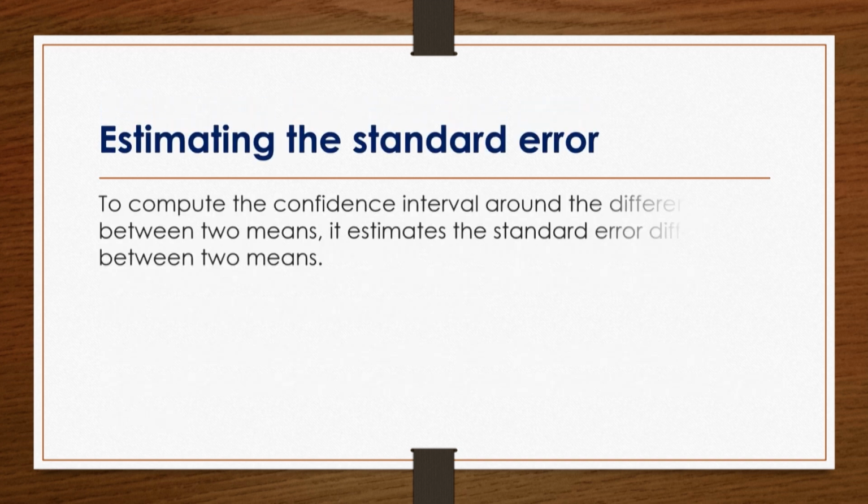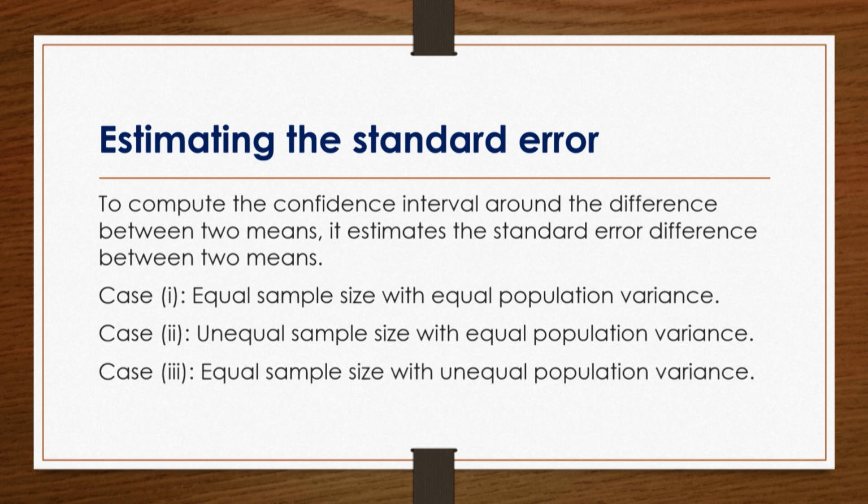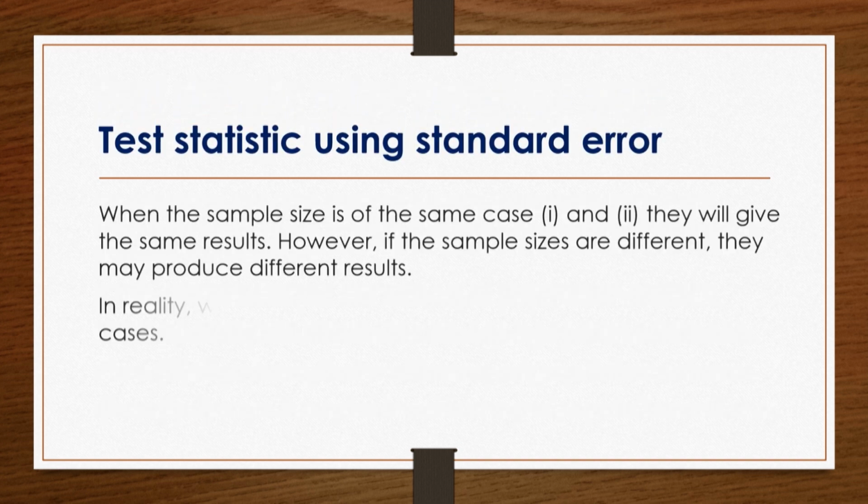Estimating the standard error. To compute the confidence interval around the difference between two means, it requires estimating the standard error difference between two means. Here we have four cases. The first case starts with equal sample size with equal population variance. In case 2, we have unequal sample size with equal population variance. In case 3, we have equal sample size with unequal population variance, and in the fourth case, we have unequal sample size with unequal population variance.